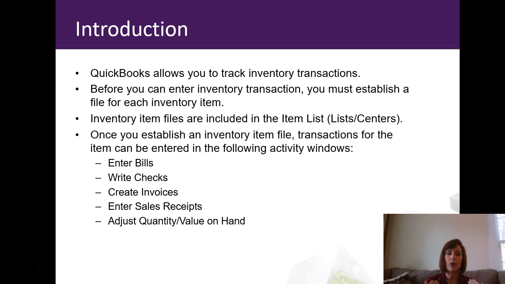And so in order to have a transaction involving merchandise, you have to establish a file for each inventory item. Every widget you're going to sell needs to have an inventory item. And these files are included in what's called the item list, which is located under the list center in your toolbar. And so once you have an inventory item established, you can enter bills related to that item, you can write checks related to that, create invoices, enter sales receipts, and adjust how many of those you have on hand.